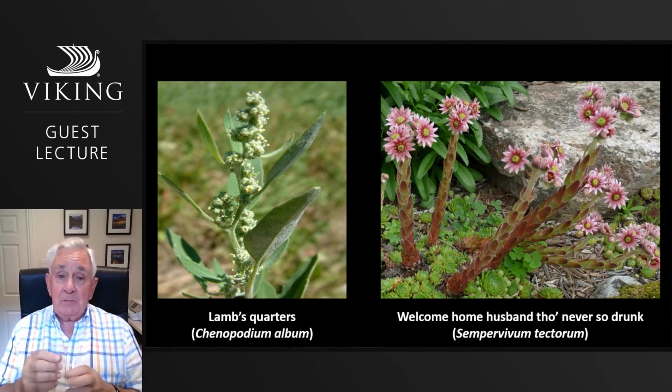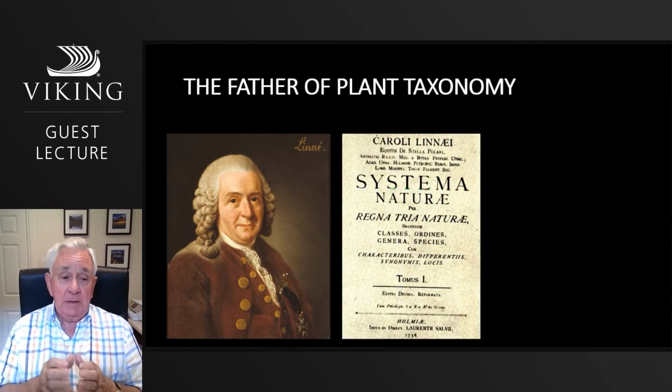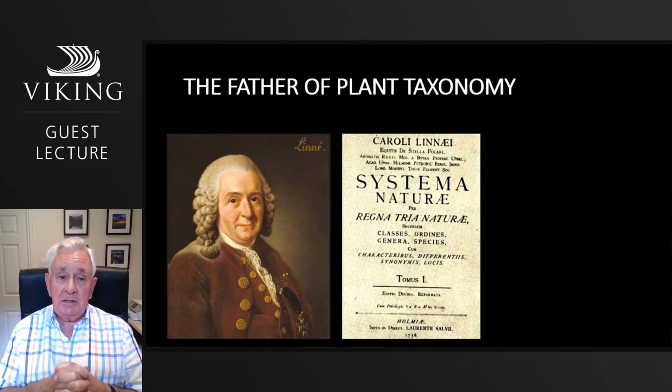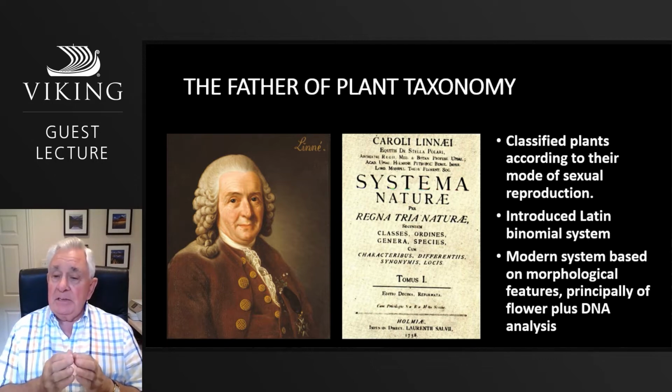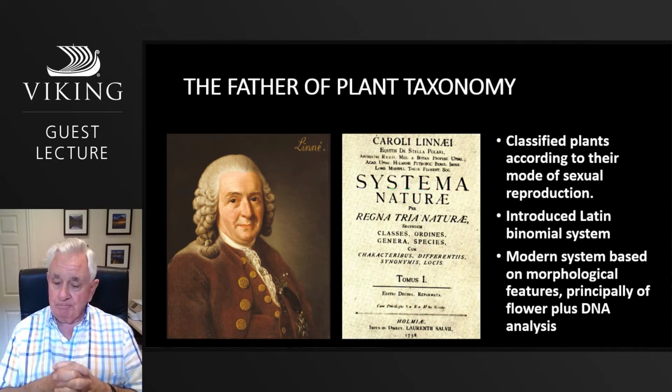So, the man who cleared it all up for everyone is this man, a Swedish man, Carl Linnaeus. He has various names, he goes under Carl von Linné and so on. But he introduced the system of classifying plants. And he classified them according to their mode of sexual reproduction, which means he classified them on the basis of their flower structure. And he gave the plants' names based on a Latin binomial system.